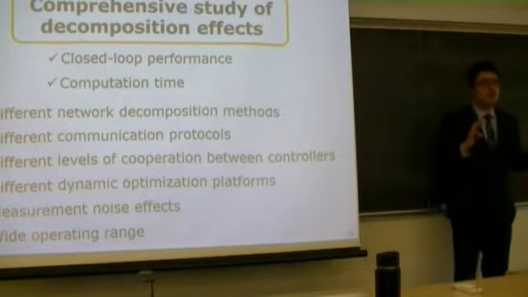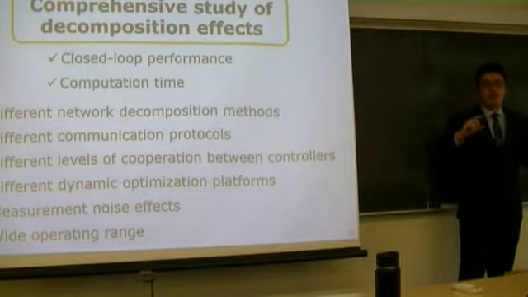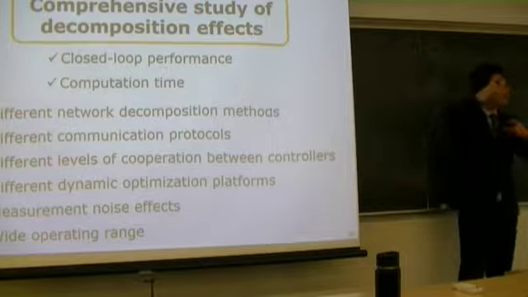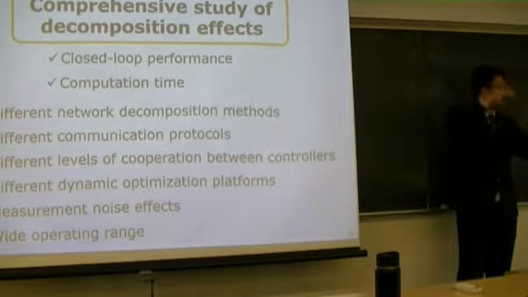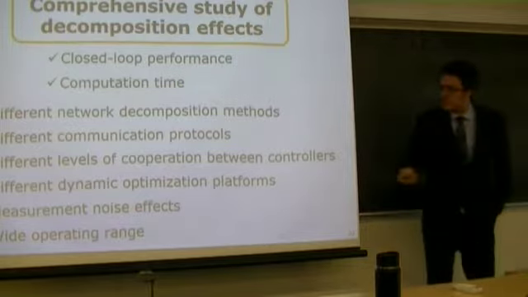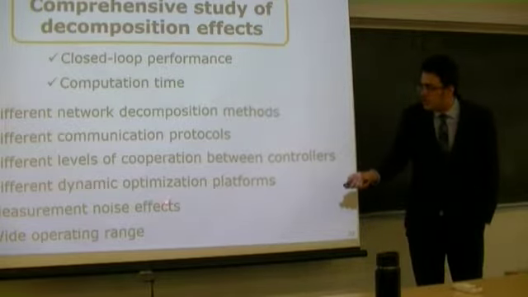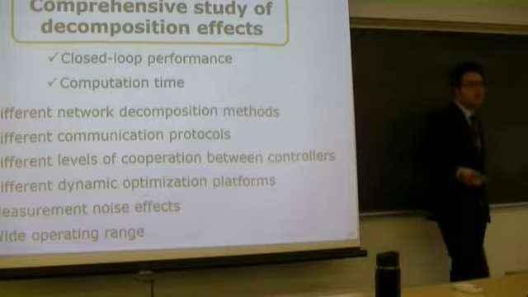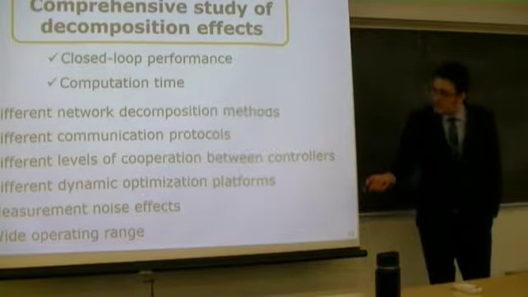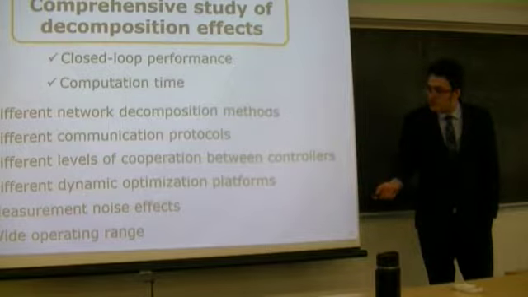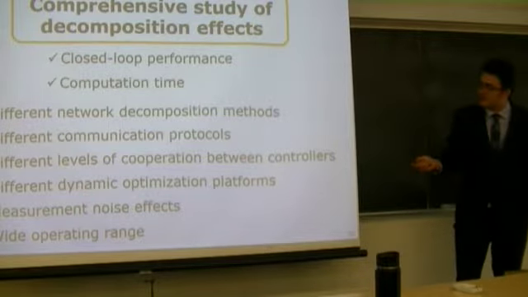And by different levels of cooperation, I mean when the local controllers share the same objective function for the dynamic optimization or use different objective functions. And we also use different dynamic optimization platforms, from sequential quadratic programming to IPOPT, in the presence of measurement noise over a wide operating range.